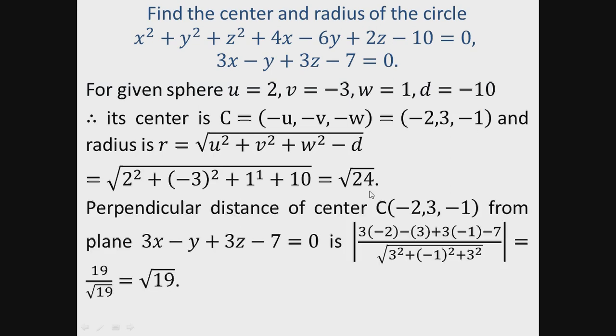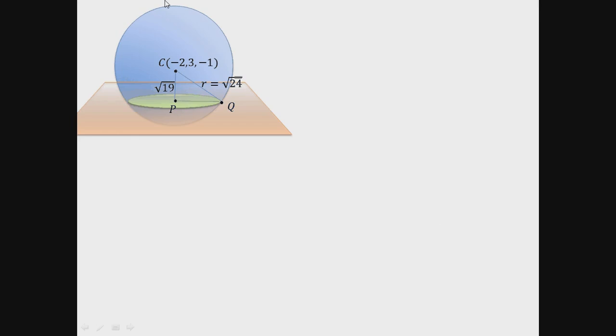Now find the perpendicular distance of the center from the given plane. Using the perpendicular distance formula, it will be 3 into minus 2 minus 3 plus 3 into minus 1 minus 7 divided by square root of 3 square plus minus 1 square plus 3 square, and that comes out to be square root of 19. So we have the center minus 2, 3, minus 1, and the perpendicular distance of the center from the plane is square root of 19.